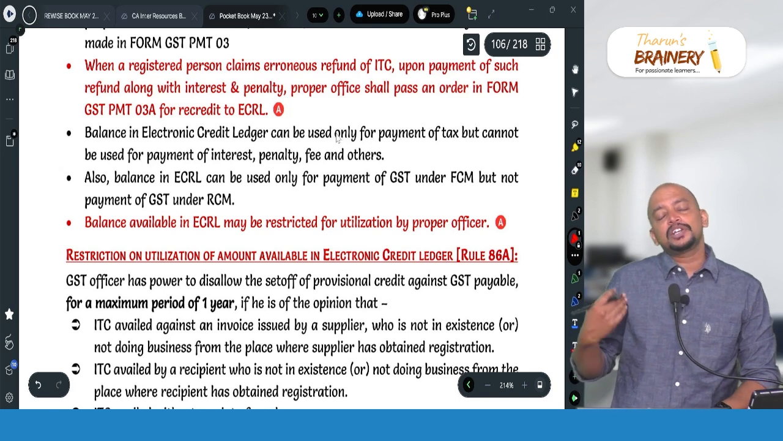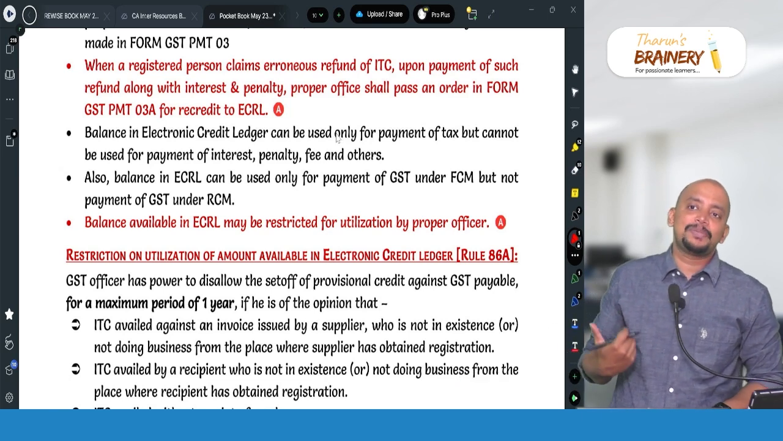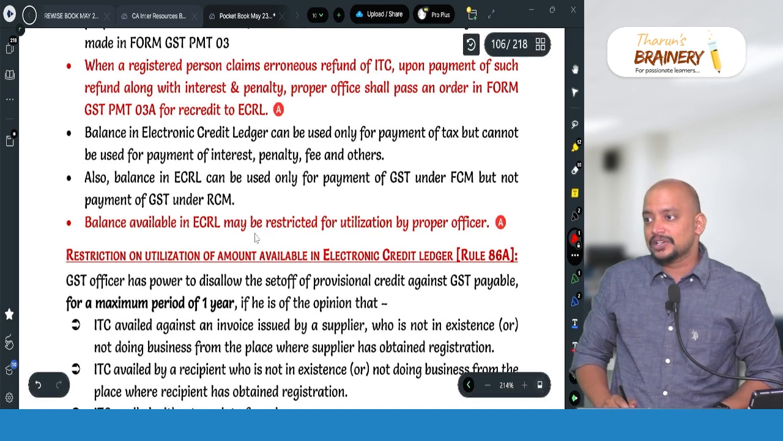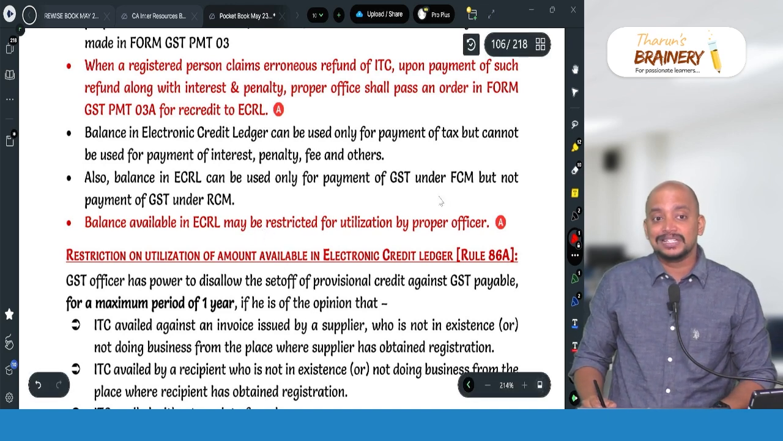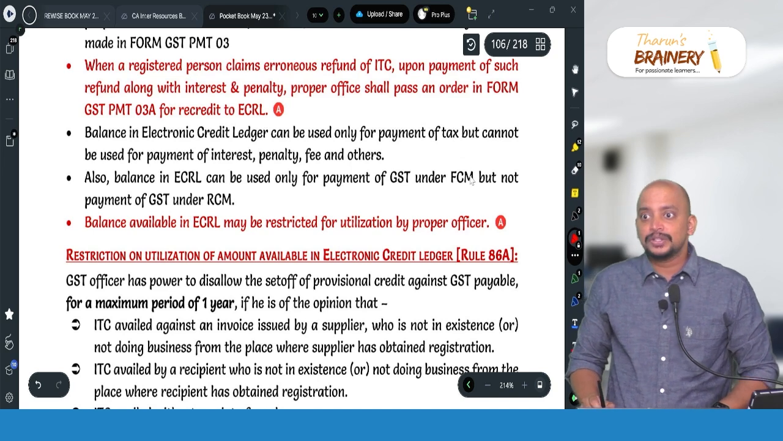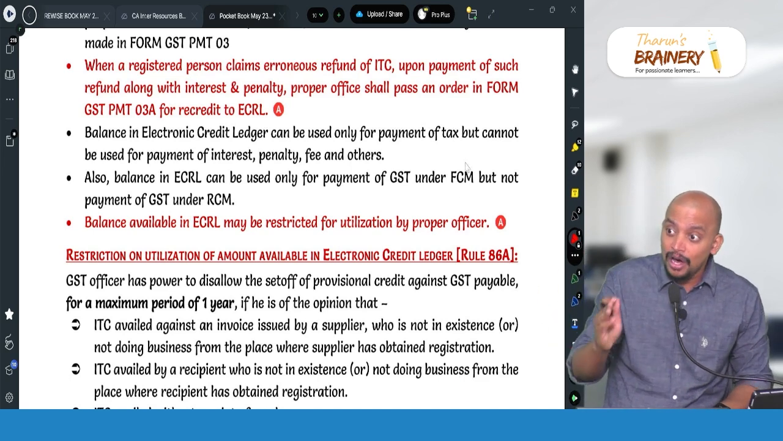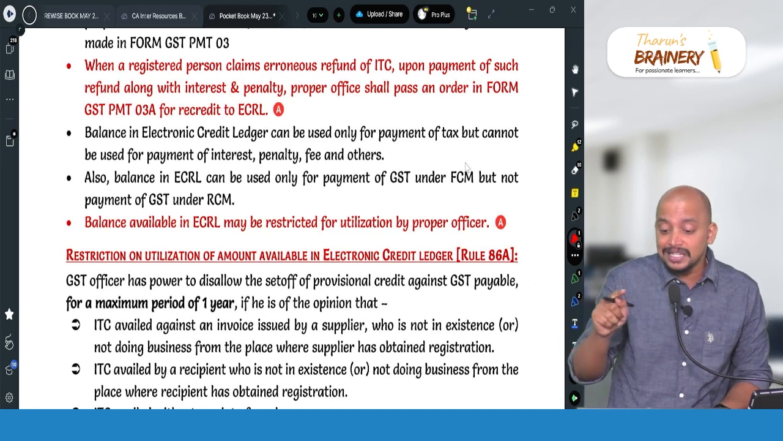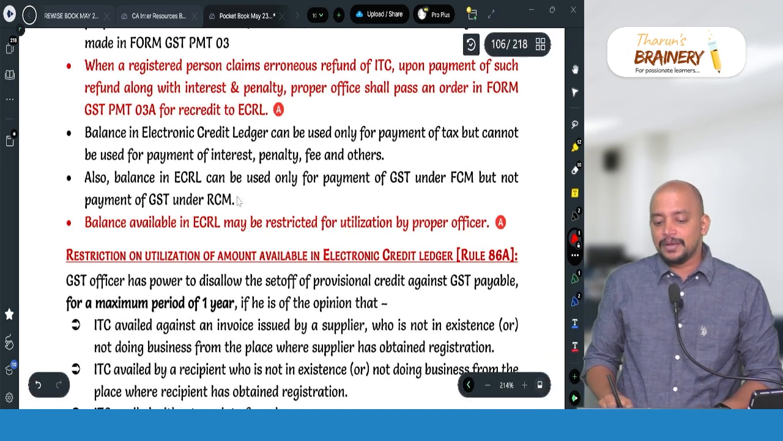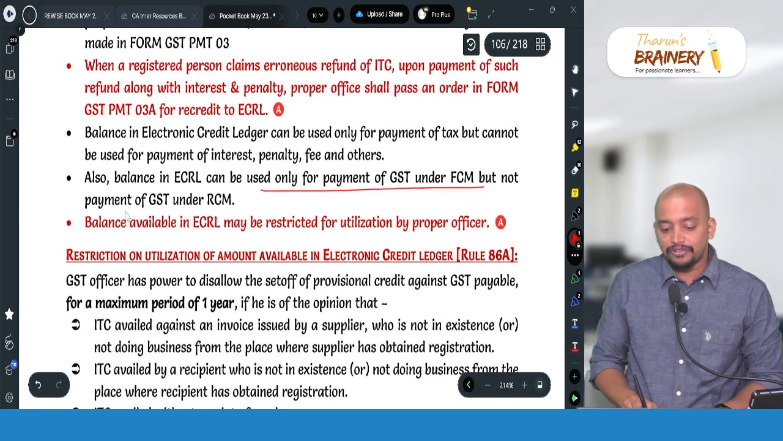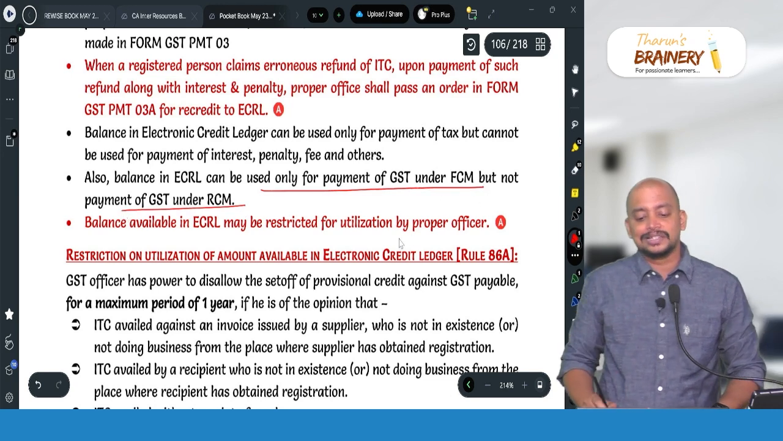Even for payment of GST under RCM, can we use the balance in electronic credit ledger? No. We cannot use balance in electronic credit ledger for payment of GST under RCM. So therefore, balance in electronic credit ledger can be used only for payment of GST, that too under FCM. Can be used only for payment of GST under FCM, but not for payment of GST under RCM.